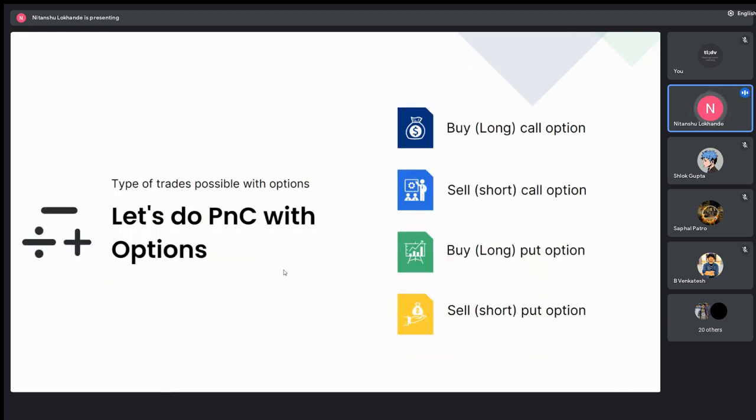Now let's look at the permutations and combinations of what types of trades are possible with option contracts. We usually call buy "long" in financial terms. So we can buy a call option, sell a call option, buy a put option, and sell a put option. These are some trade possibilities with options.